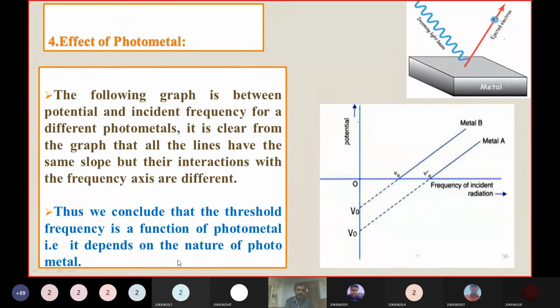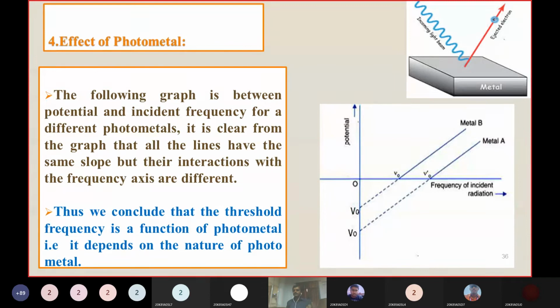That is, it depends on the nature of the photometal. Threshold frequency, nu naught, is constant for this metal. Whatever the intensity, the threshold frequency is constant, which means the work function is constant.